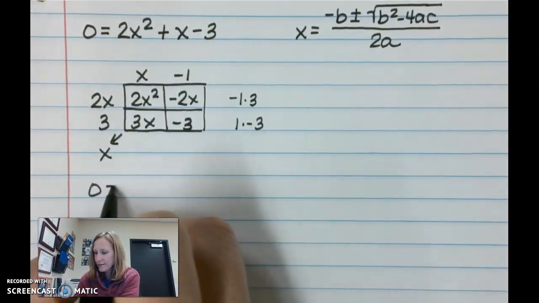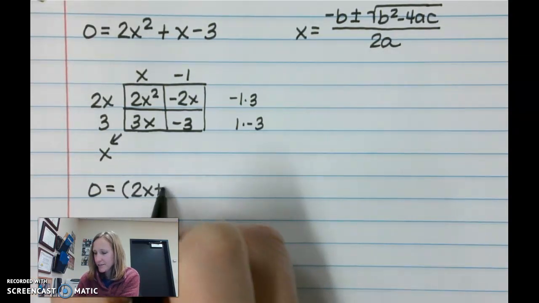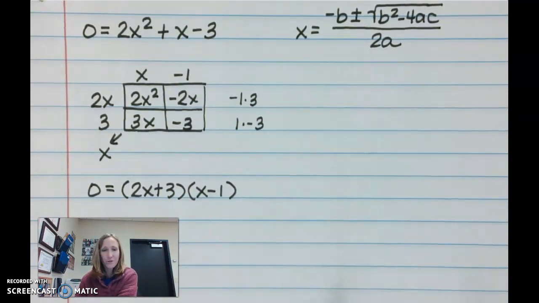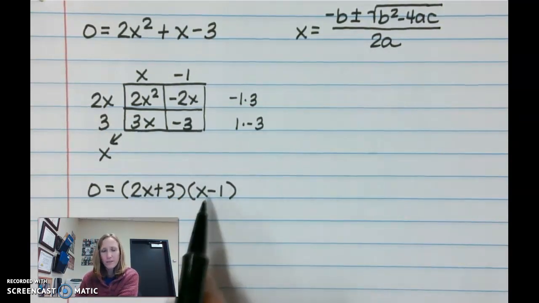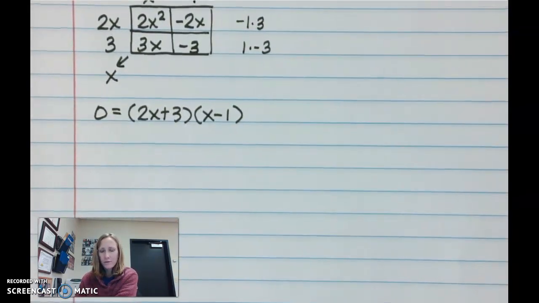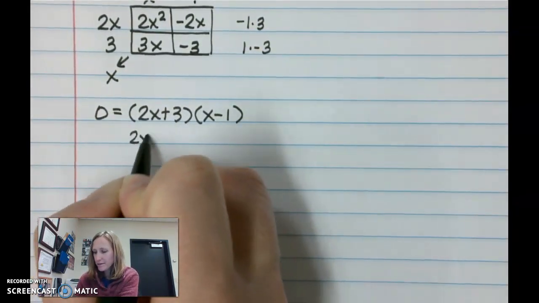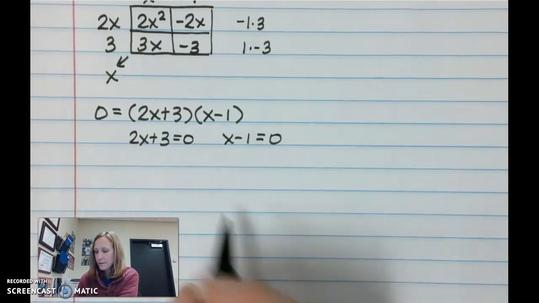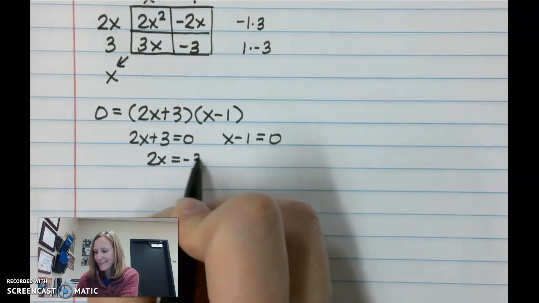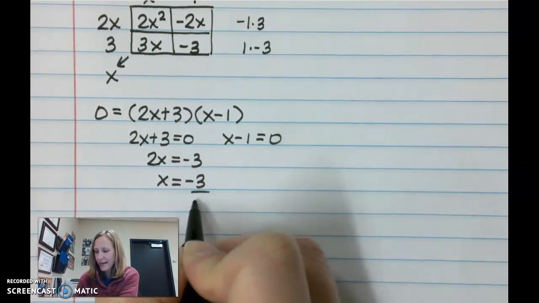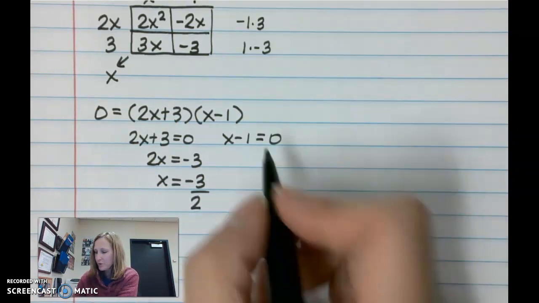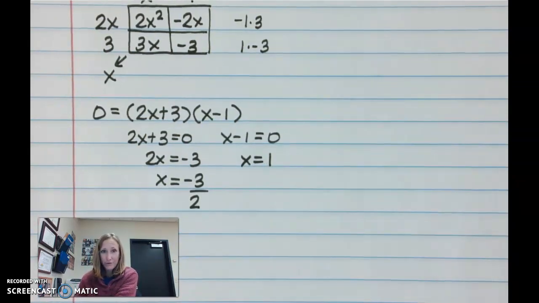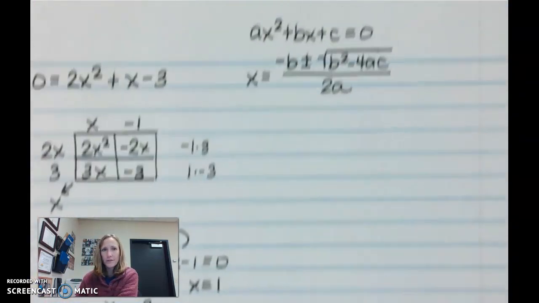So then I could rewrite this as 2x plus 3 times x minus 1. And if you remember, the reason that we do that is so we can use the zero product property. I'm multiplying two things together, my product is 0. So one of the two factors then must be equal to 0. So that would tell me that x is either negative 3/2 or negative 1.5, or x is 1.